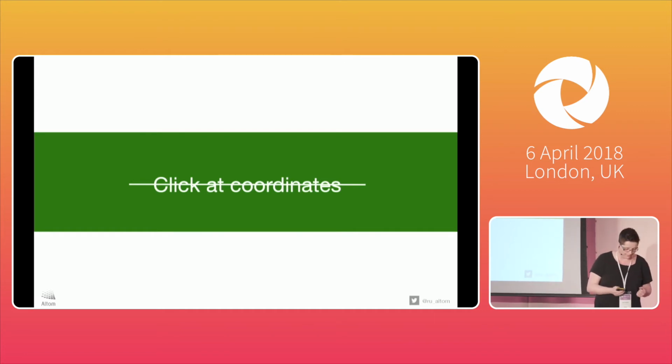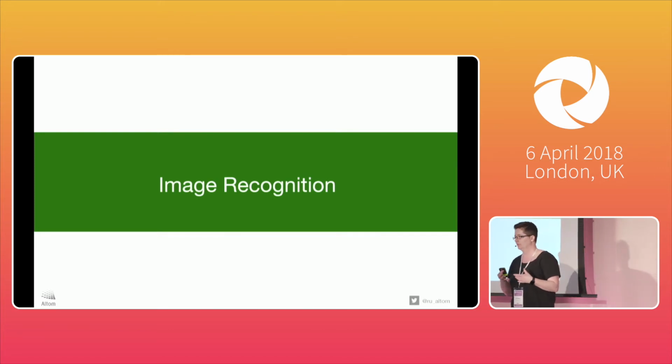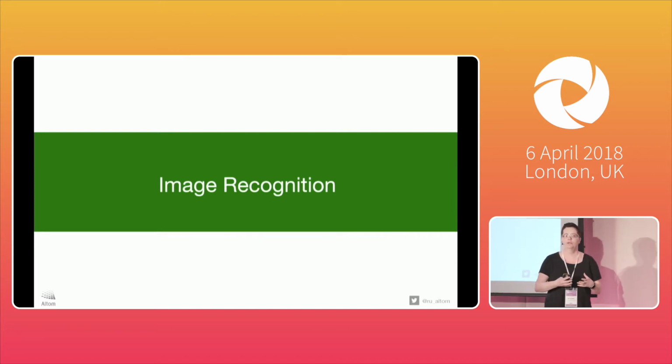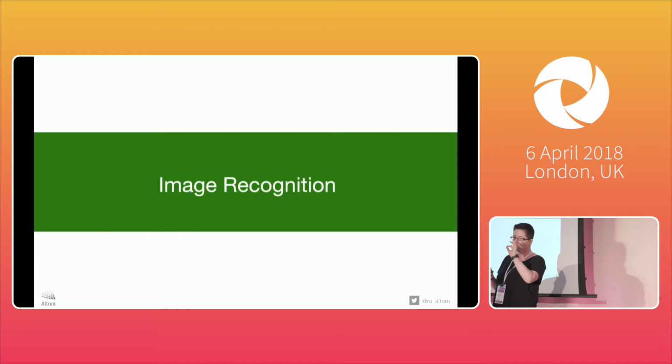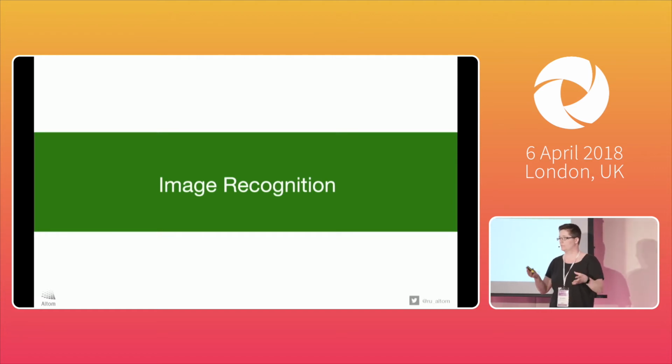So when I started working with Bitbar, we started working on the idea of adding image recognition to existing Appium scripts to help. First of all, clicking at coordinates is great if you know the right coordinates, and with image recognition you could find the exact point where you would have to click. And then, of course, you could also assert that certain elements are on the screen displayed in the way that you want them to.